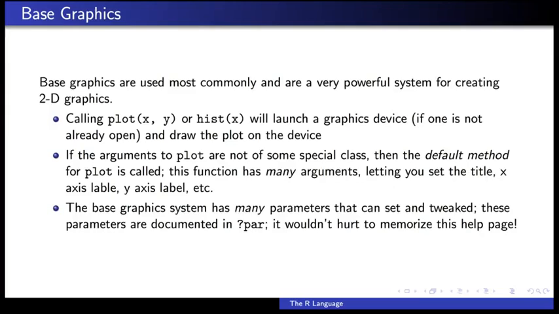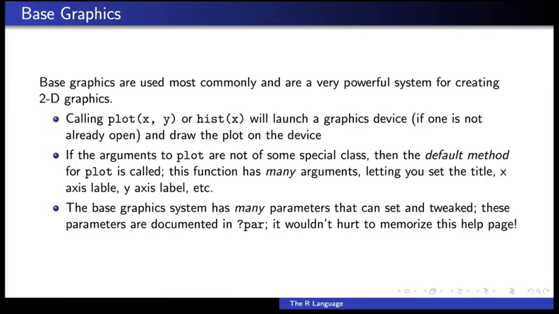So if the arguments to plot are not of some special class, so if you're just passing it a numeric vector or something of that sort, then the default plotting method is called. And the default plotting method has many arguments because it lets you set things like the title, the x-axis labels, the y-axis labels, etc. And you can specify these arguments if you wish, or you can use the defaults.